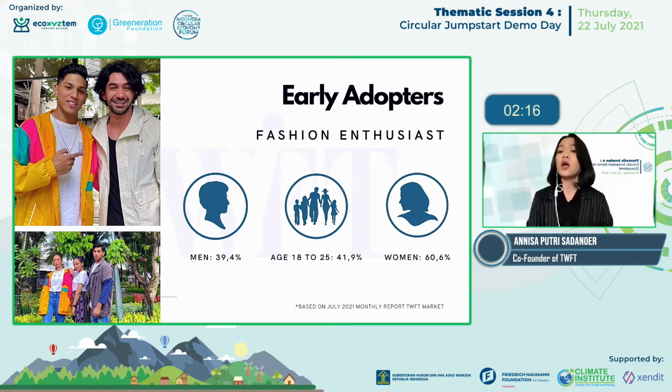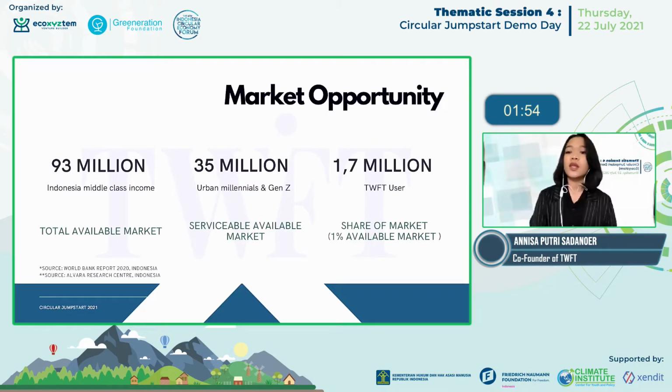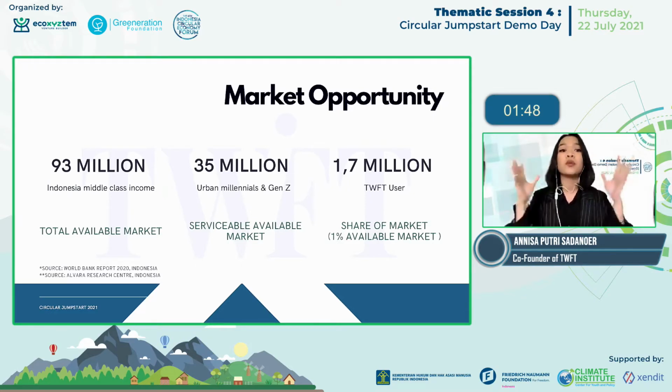For TWFT, our early adopters encompass fashion enthusiasts within the age range of 18 to 35. These fashion enthusiasts cover 41.9% of our market. And we will reach them through digital platforms, marketing campaigns, and collaborating more with KOLs and influencers. When we talk about market opportunity projection, we are talking about a broad market size. It's because fashion is one of the primary needs. Further narrowed to urban millennials and Gen Z with a digitalization strategy, we projected we could reach our available market at 1.7 million users.